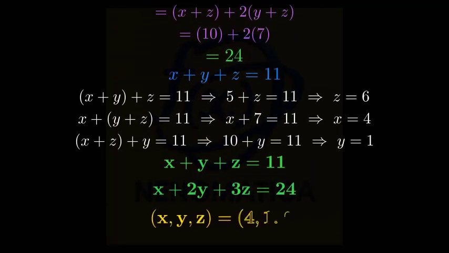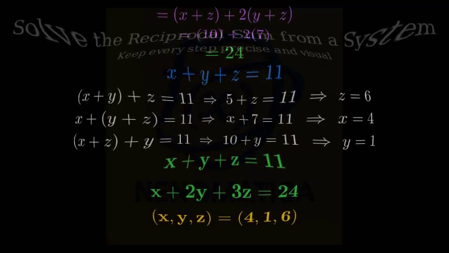Summary. The total is 11. The requested linear combination equals 24. And the unique solution is x equals 4, y equals 1, and z equals 6.